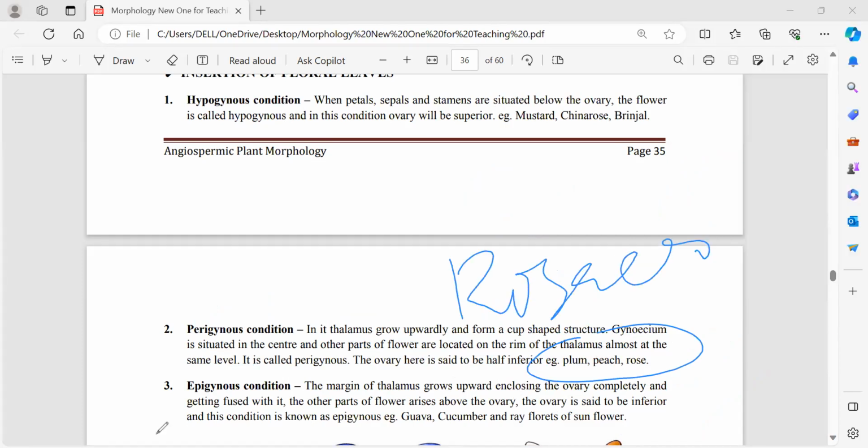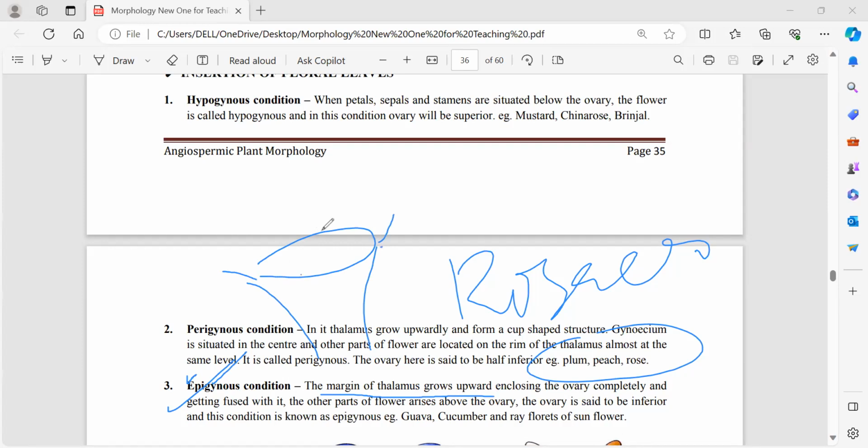Now we have the third condition, that is the epigynous condition. In epigynous condition, coming to the literal meaning, epi means above, gynous means ovary. That is, all these conditions are with respect to the position of the ovary in comparison to other parts of the flower. Now, when we talk of epigynous condition, the margin of the thalamus grows upward and encloses the ovary completely.